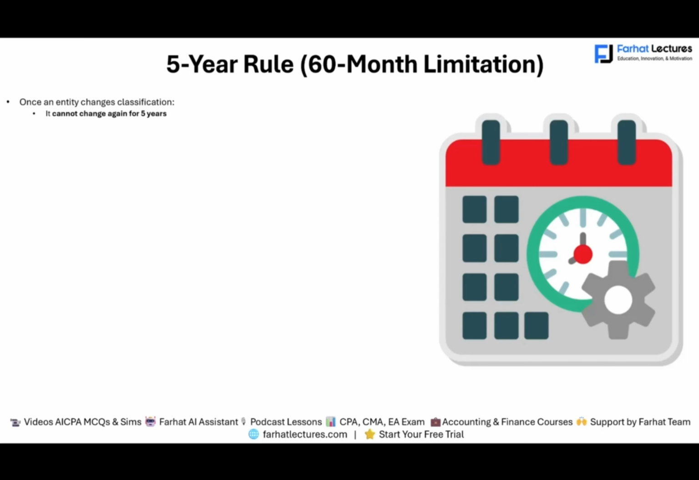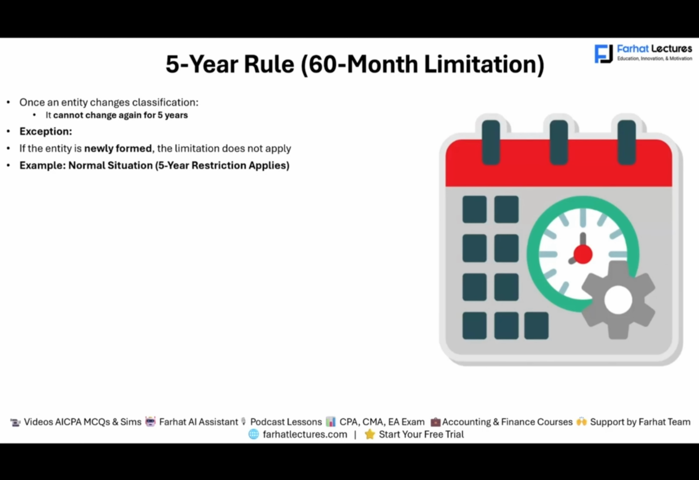Once an entity changes its classification, it cannot change again for 5 years. The exception is if the entity is newly formed; the limitation does not apply if it's newly formed. But once you make that change, you have to wait for 5 years. For example, how the 5-year restriction works.